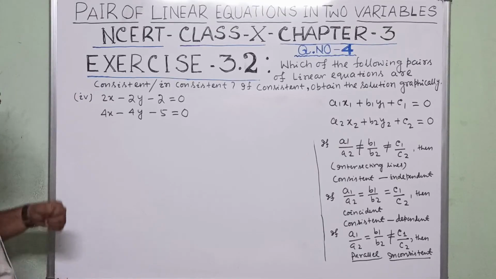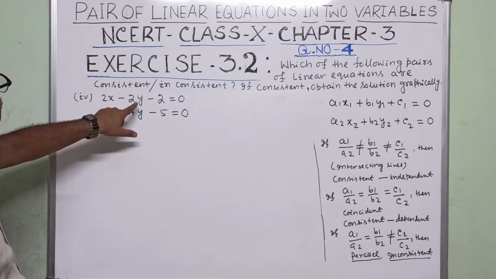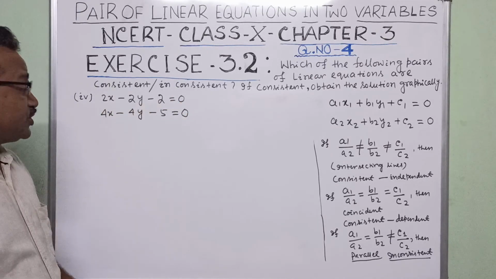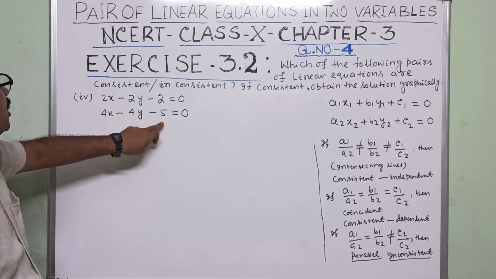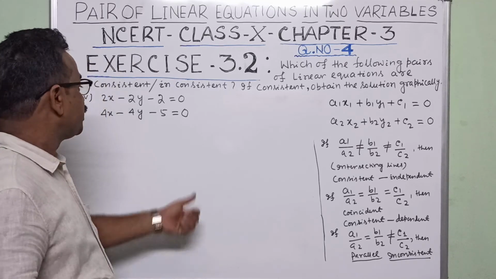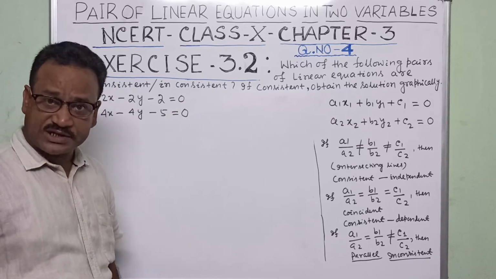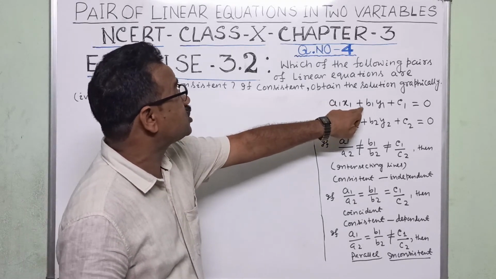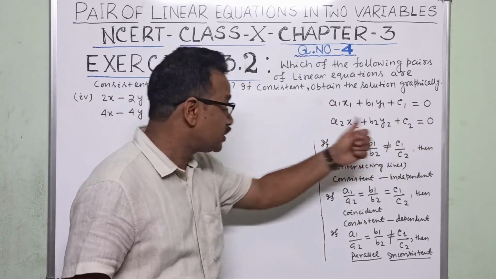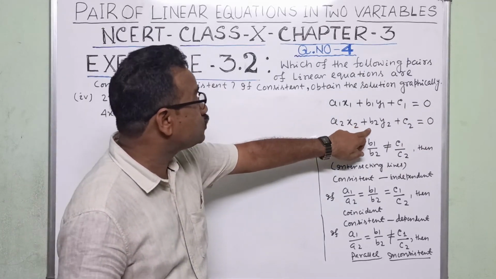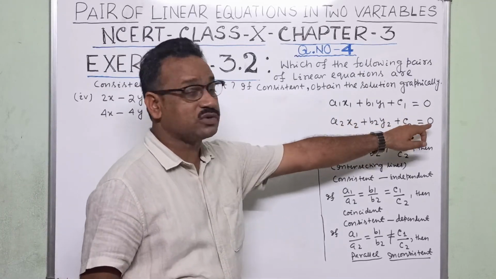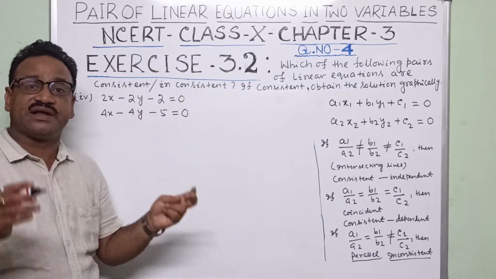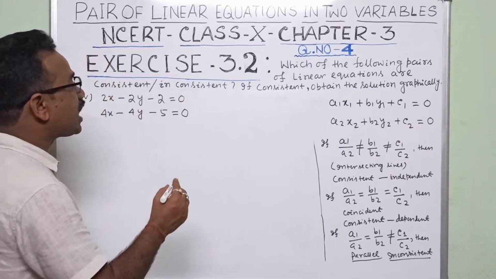Now move on to part 4. 2x minus 2y minus 2 is equal to 0, and 4x minus 4y minus 5 is equal to 0. Now these are the two equations. We'll equate the first one to a1 x plus b1 y plus c1 is equal to 0, and the second one to a2 x plus b2 y plus c2 is equal to 0. These equations are already given in the standard form. So now what will we get?